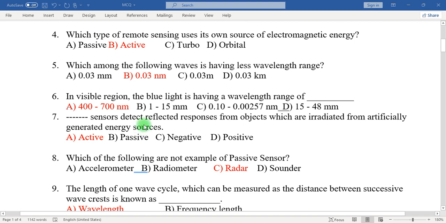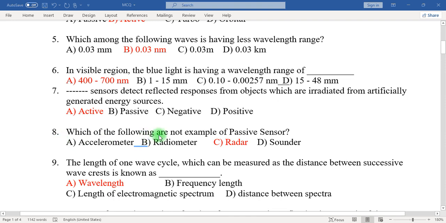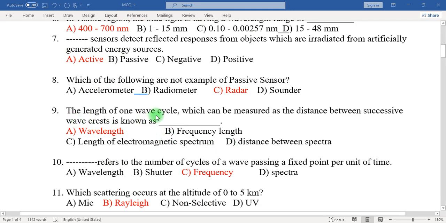Dash-dash sensors detect reflected responses from objects which are irradiated from artificially generated energy sources. Correct answer, active. Which of the following is not an example of a passive sensor? Correct answer, radar. The length of one wave cycle, which can be measured as the distance between successive wave crests, is known as wavelength.